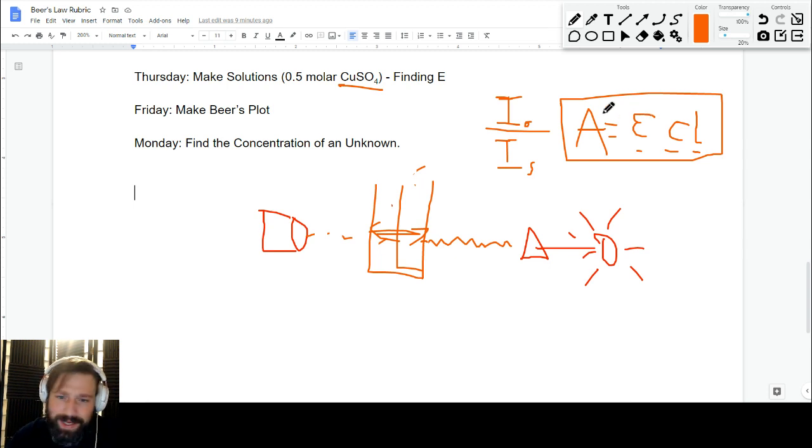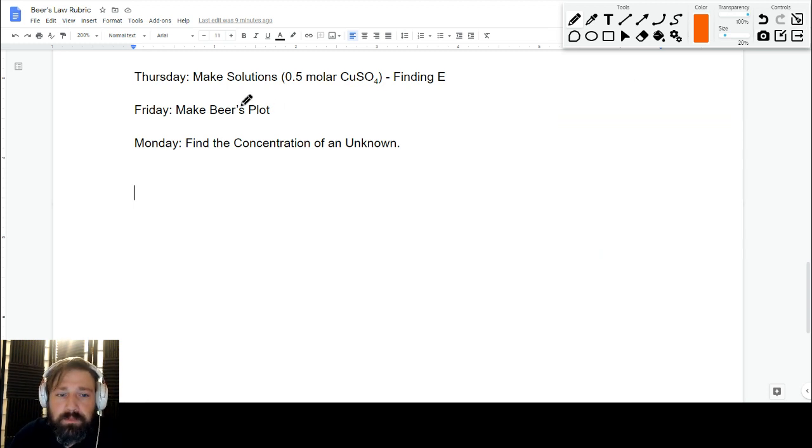So what are we going to be doing? Let me clean this up. On Thursday, this is what we're going to be doing. You guys are going to be all making a bunch of copper sulfate solution.